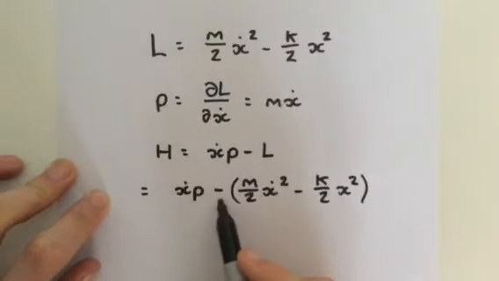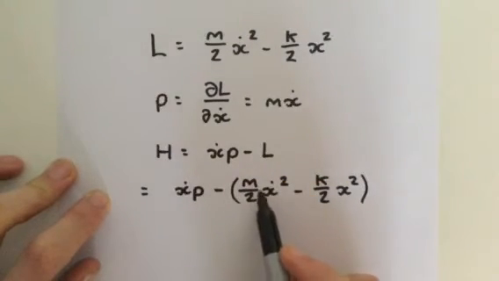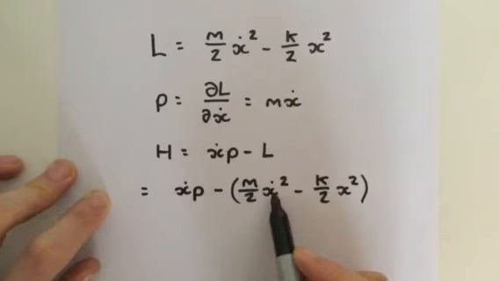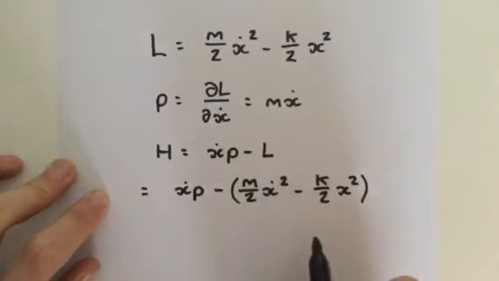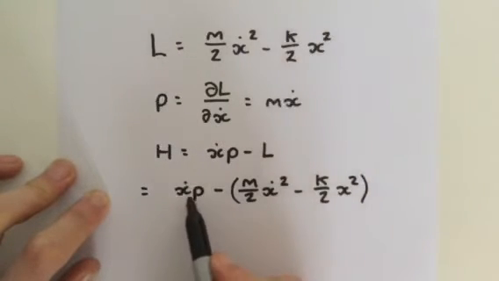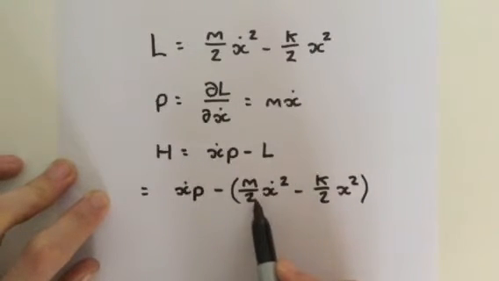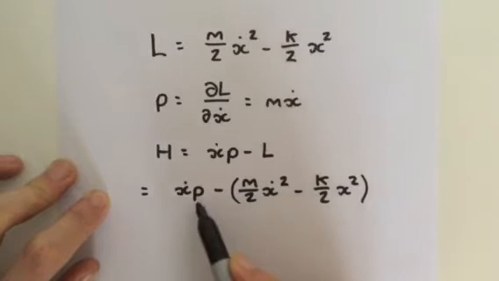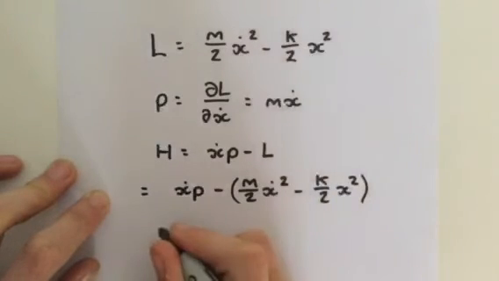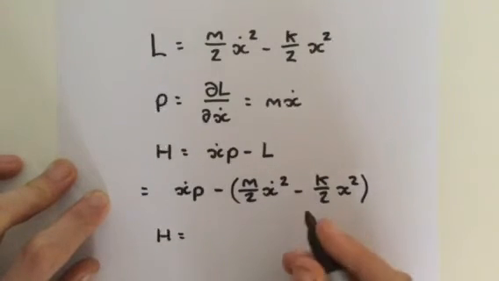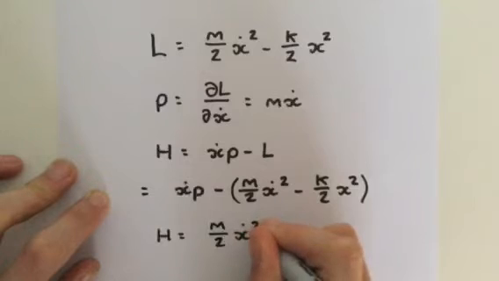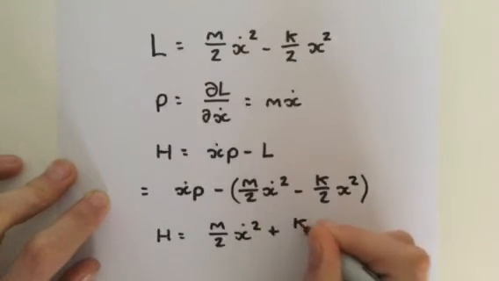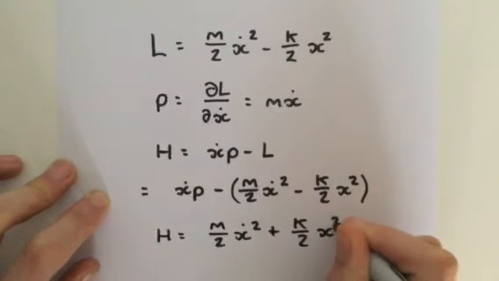So x dot p minus, you could say, your momentum times x dot, so it's literally a half m over 2 x dot squared. Does that make sense? Because we have x dot p, we have a half x dot p. So we're simply going to get a half x dot p back. So our Hamiltonian in this case is simply going to be, the minus makes that a plus. So we're going to get m over 2 x dot squared plus k over 2 x squared.